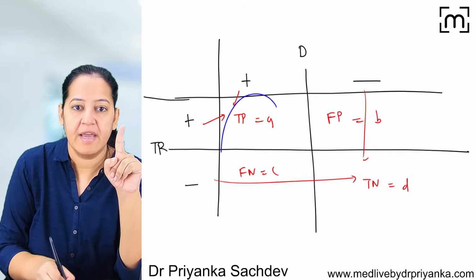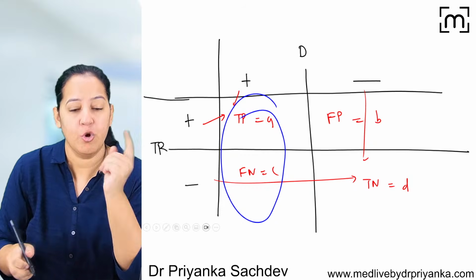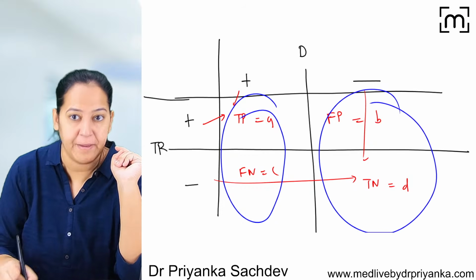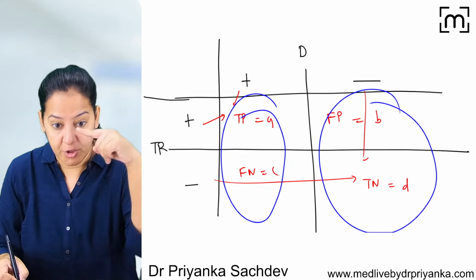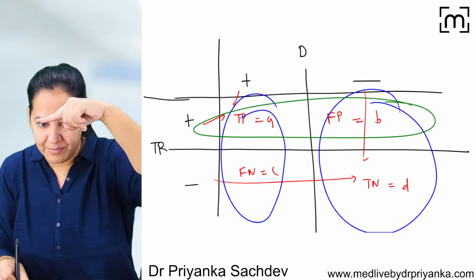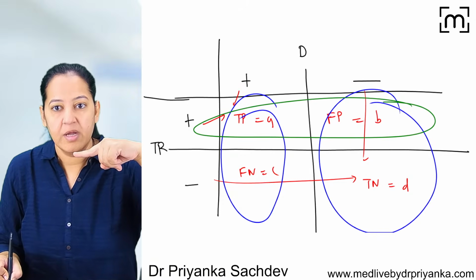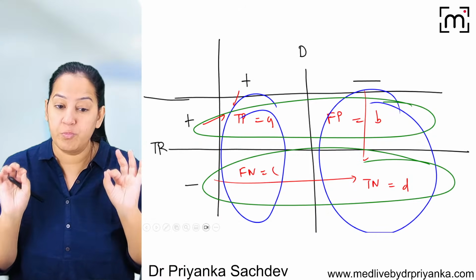What is sensitivity? A upon A plus C. What is specificity? D upon B plus D. What is positive predictive value? A upon A plus B. And what is negative predictive value? It is D upon C plus D. It is a super easy game.